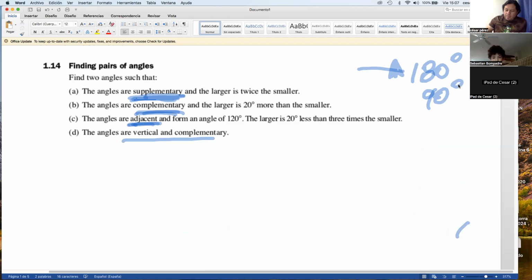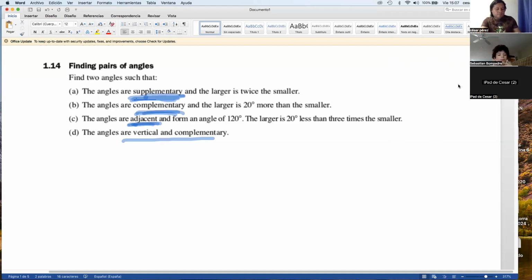The problem A. Okay, let's. Here, always we need to make a drawing.